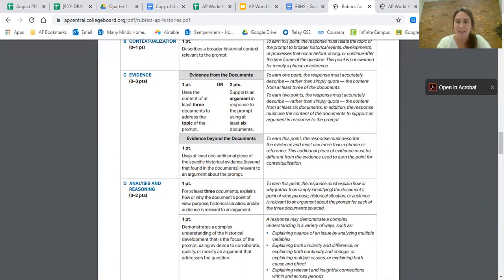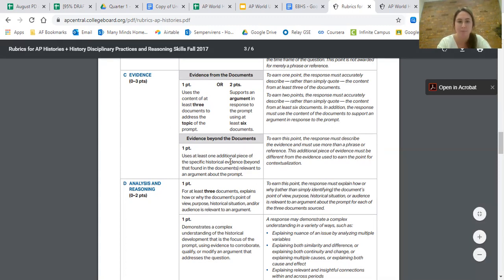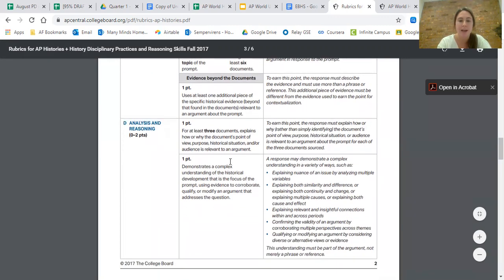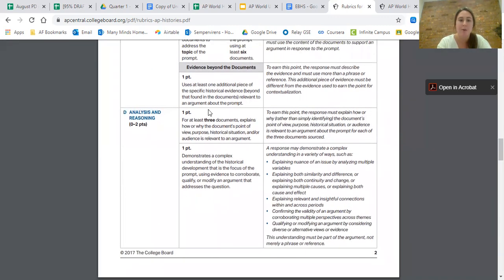The only caveat to that is it has to be really specific evidence to be able to get that outside evidence point. You only have to do that once effectively to get this point. Then if we keep scrolling down, our last 2 points, one is complex understanding.